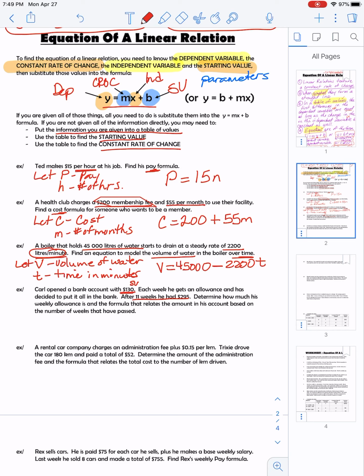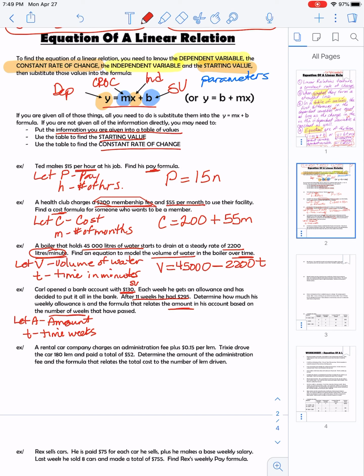Okay, so what are the two variables here? What's depending on what? Well, the amount in his account depends on how many weeks have gone by, because it's every week that he adds more money to his account. So we're going to let A be the amount in the account. And then again, we're going to let T be time in weeks, because it's how much time that's going by that's changing.